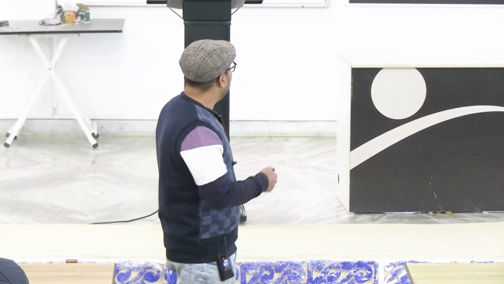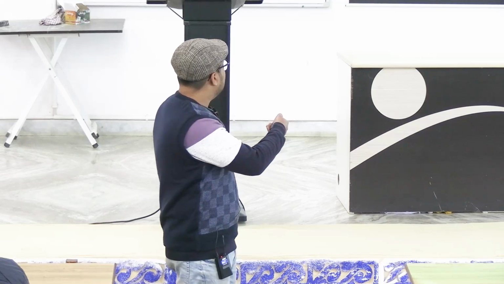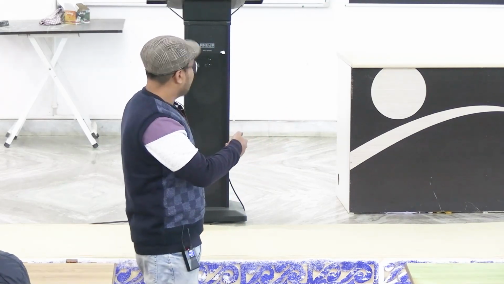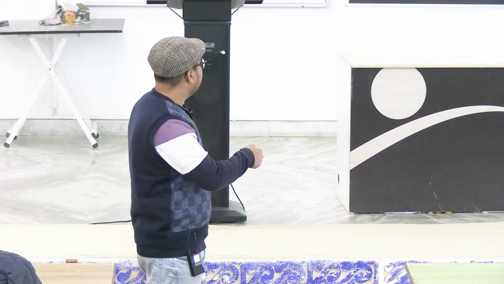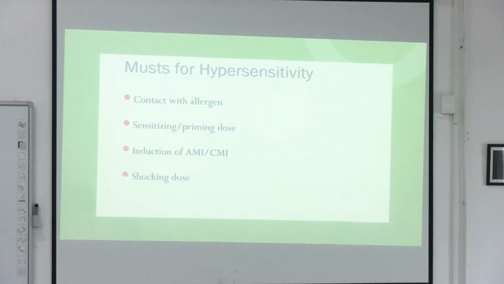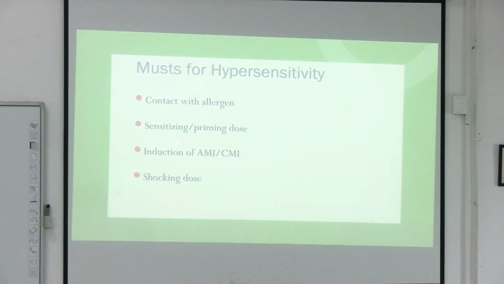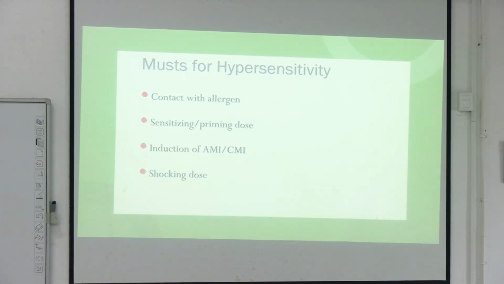So coming to the next slide. As I told you earlier, the must-haves for hypersensitivity are contact with allergen, sensitization or priming dose, induction of antibody mediated immunity and cell mediated immunity, and next is the shocking dose. The final countdown starts with the shocking dose.